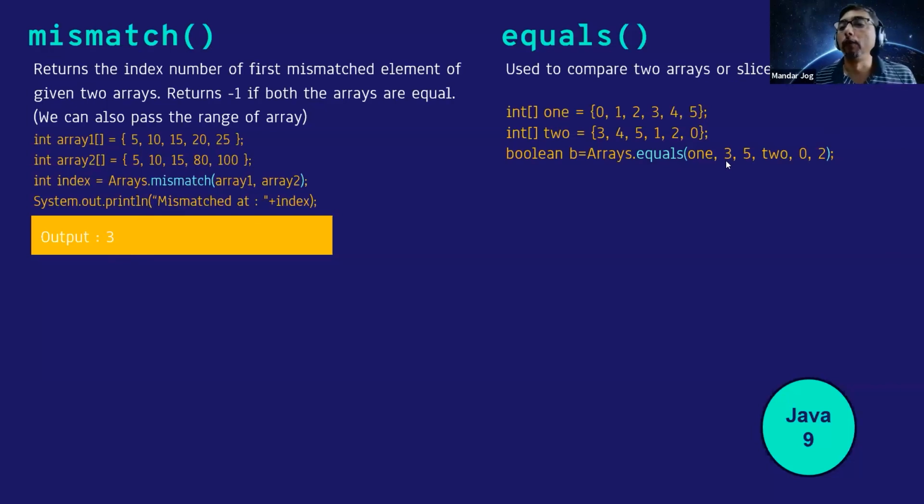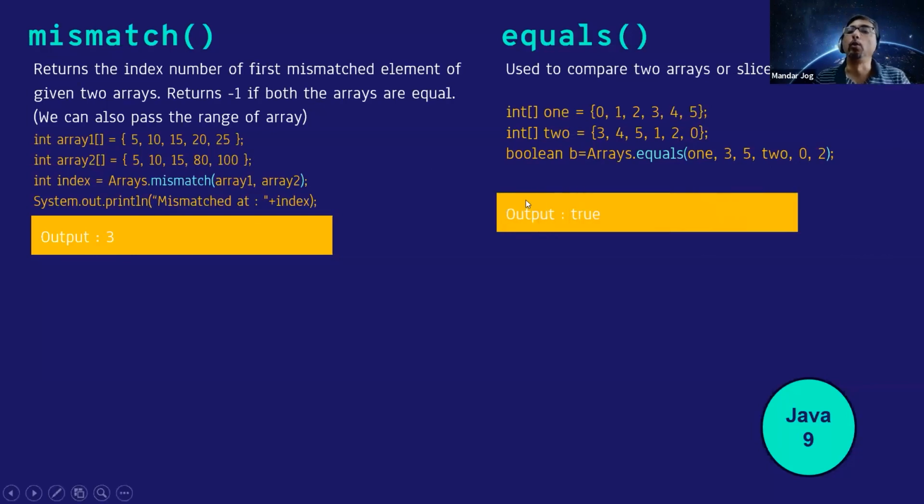Okay, and I have shown you how to compare the slices here. So Arrays.equals(1, 2), where 1 is the first array and 2 is the second array. It is trying to compare 3, 4, 5 with 3, 4, 5. So I'm comparing this slice with this slice. You should see the output as true. So this is the thing that you can do with the equals method.